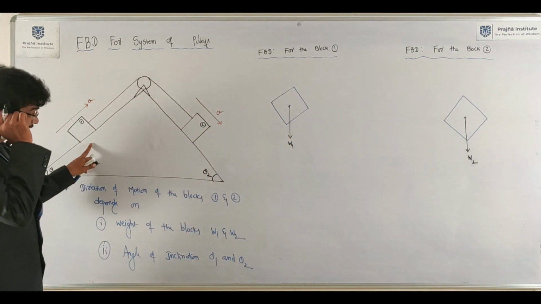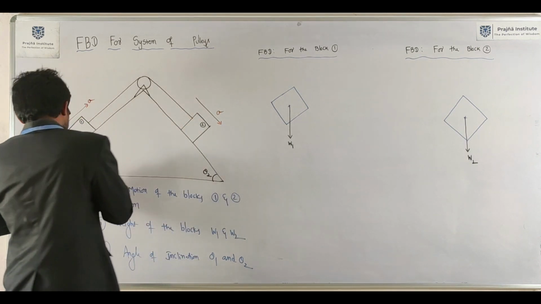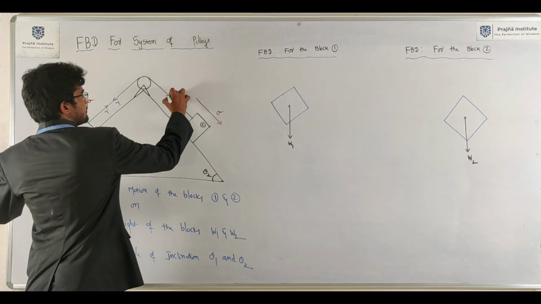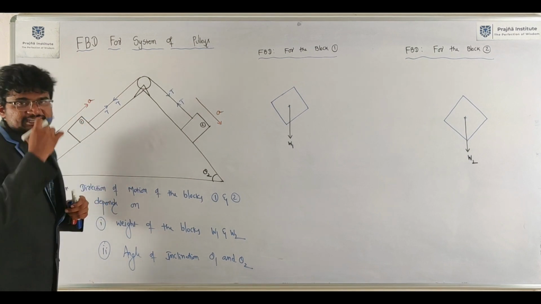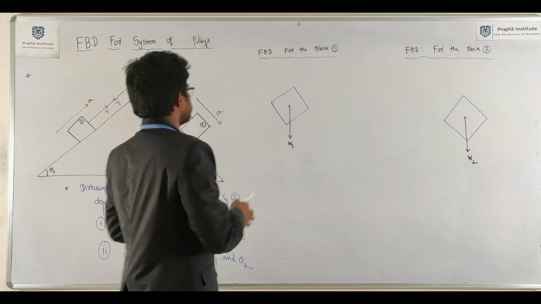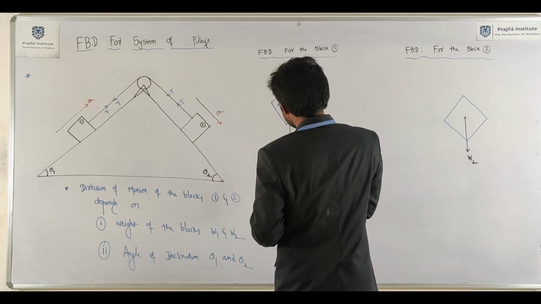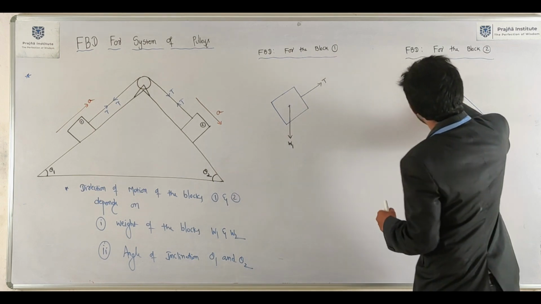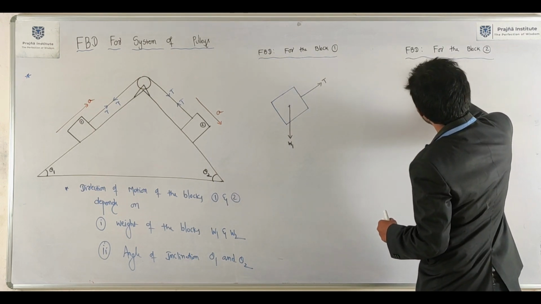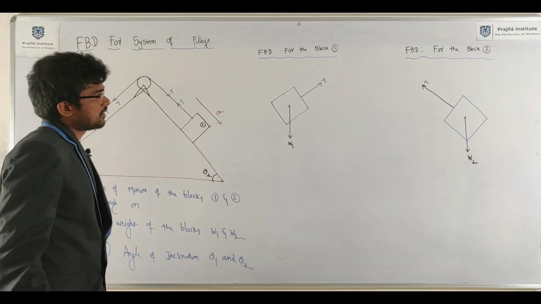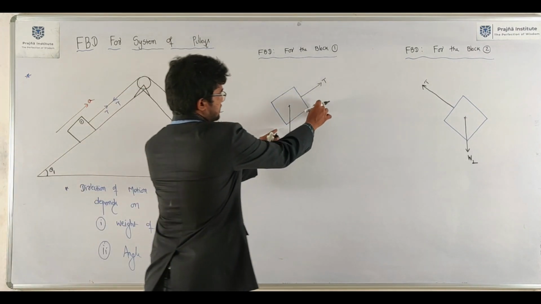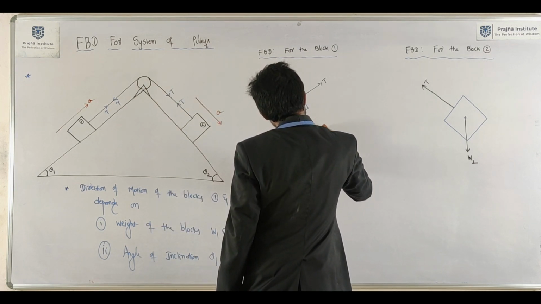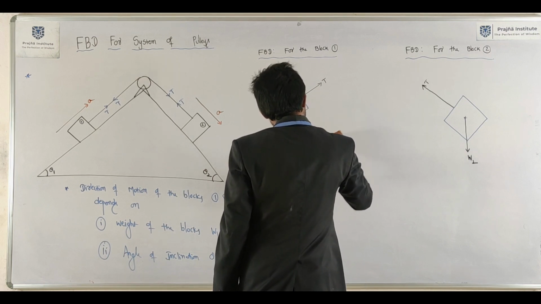Next up, tension always pulls the block. Yeah, this is the tension. Always pulls the block. Here also tension is pulling the block. Next up, normal reaction. Normal reaction at the contact surface. Can I say it is R1? It is R1.